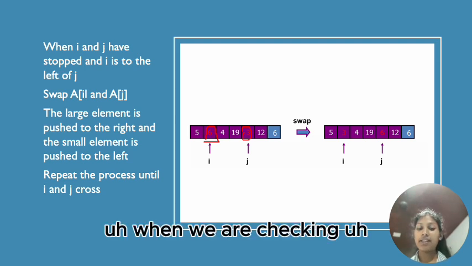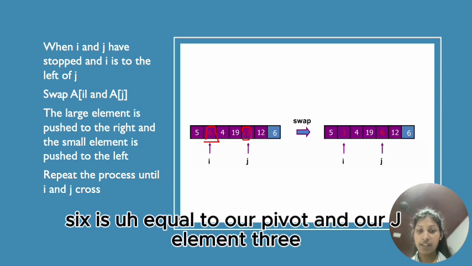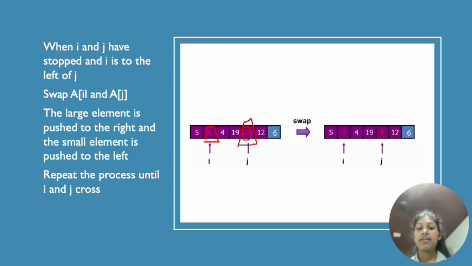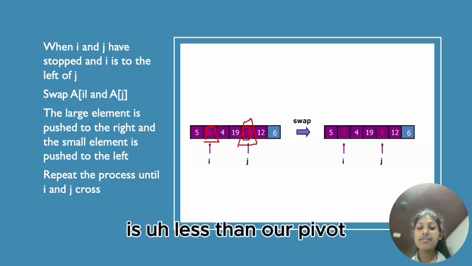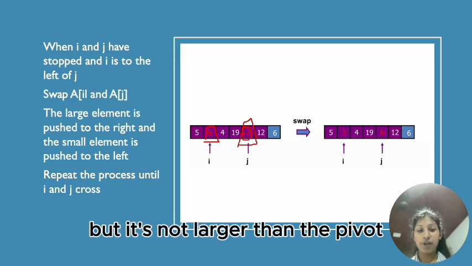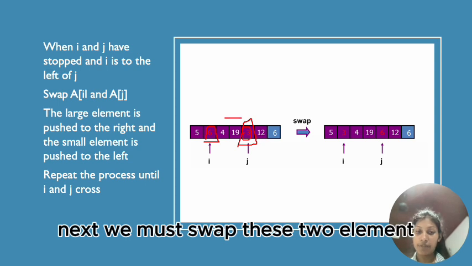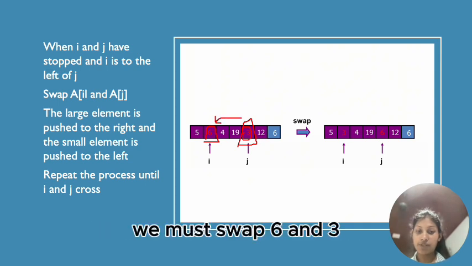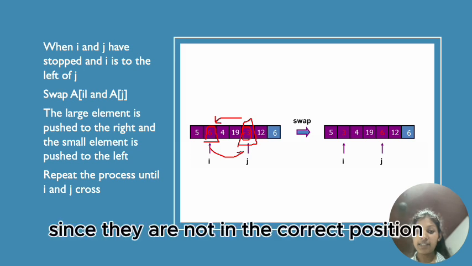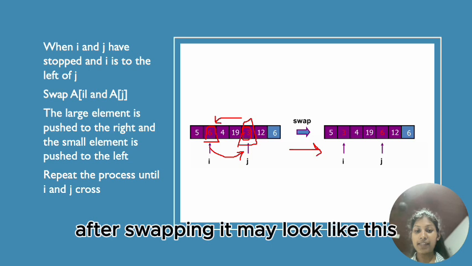When we are checking, 6 is equal to our pivot, and our j element 3 is less than our pivot, but it's not larger than the pivot, so the position of it is not correct. Next, we must swap these two elements. We must swap 6 and 3 since they are not in the correct position. After swapping, it may look like this.